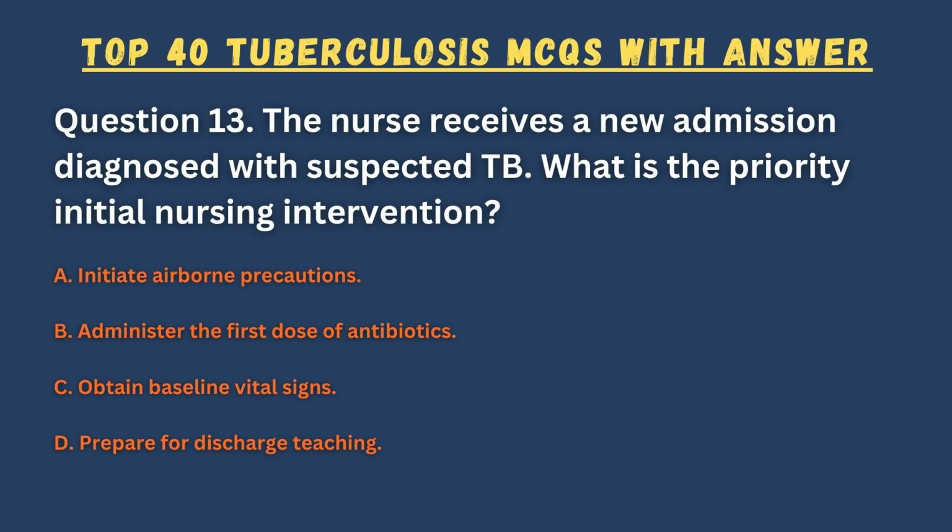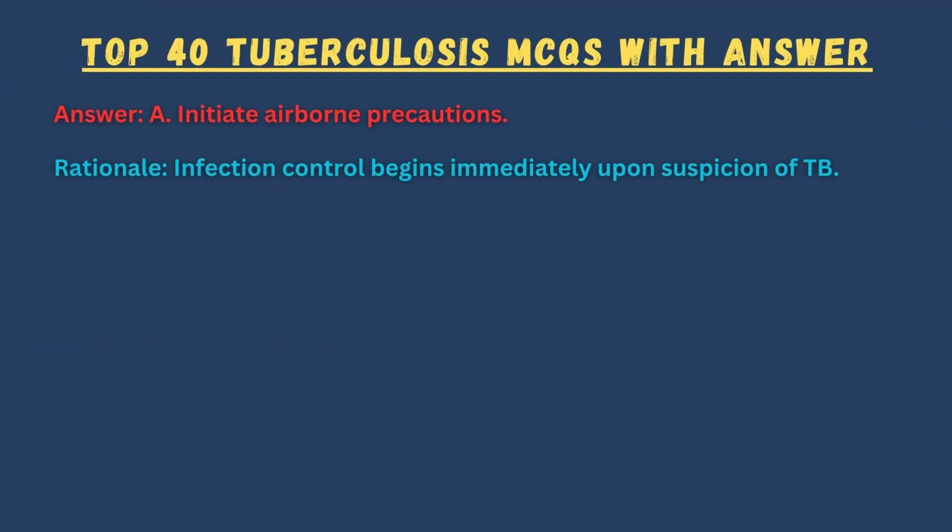A. Initiate airborne precautions. B. Administer the first dose of antibiotics. C. Obtain baseline vital signs. D. Prepare for discharge teaching. Answer. A. Initiate airborne precautions. Rationale. Infection control begins immediately upon suspicion of TB.